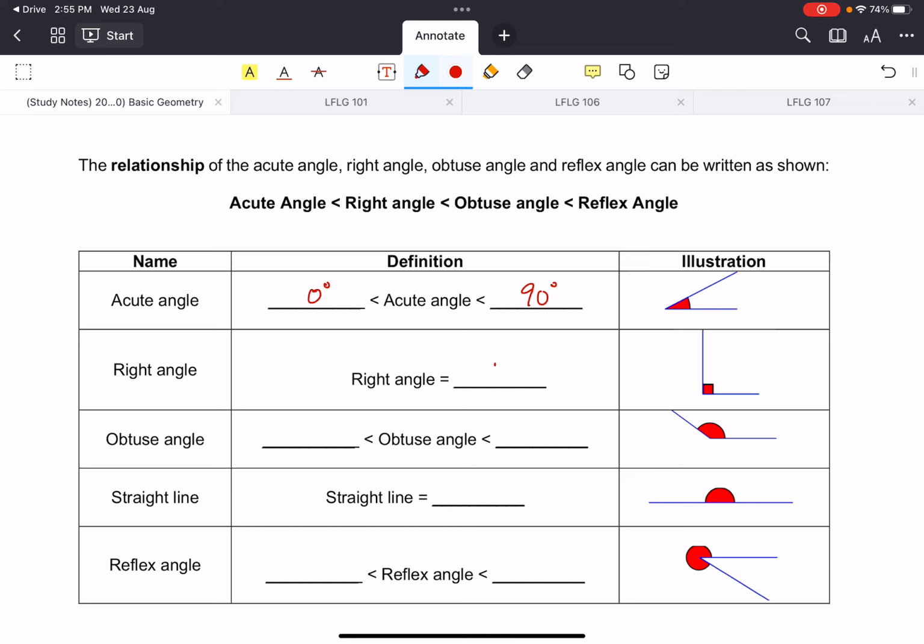A right angle is actually 90 degrees. Okay, so another word that we should be familiar with. Obtuse angles will be from 90 degrees to 180 degrees, right?